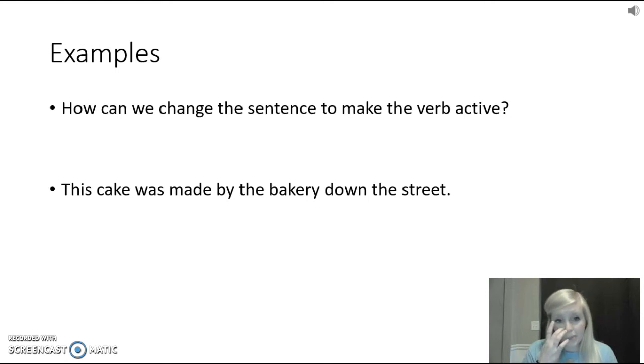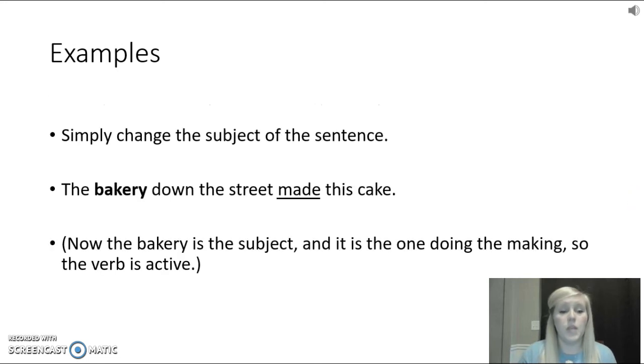Here's an interesting point as well. You can always take a passive verb and make it active. How can we do that in this sentence? The cake was made by the bakery down the street. You need to change the subject of the sentence. So instead of saying the cake was made by the bakery, you say the bakery down the street made this cake. Now the bakery is the subject of the sentence. It is the one doing the making, so now the verb is active.